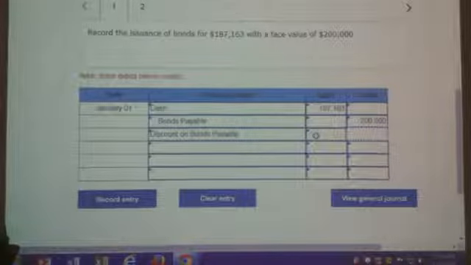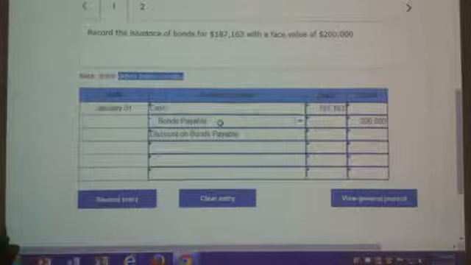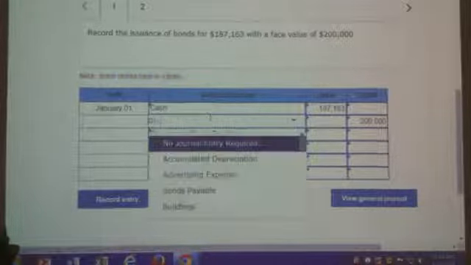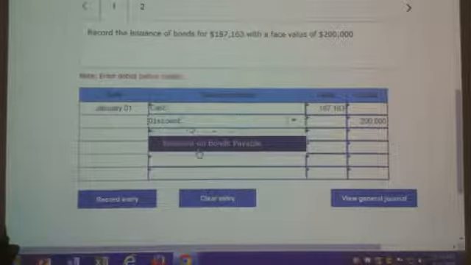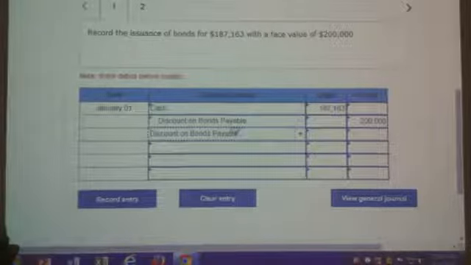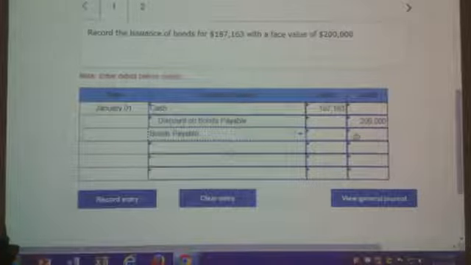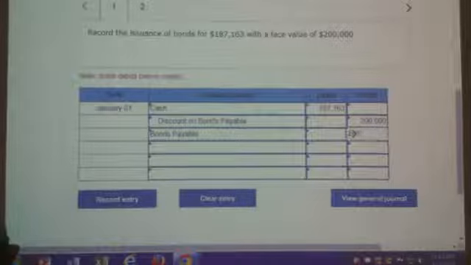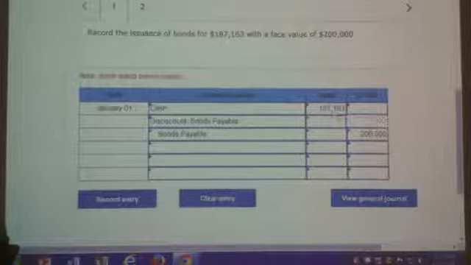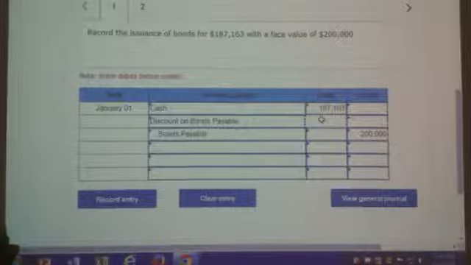I just wrote this in opposite order because our debits have to come before our credits. I'm going to change these. This is going to be my discount on bonds payable, and then this will be my bonds payable. Okay, sorry for that. This should be 200,000, and this would be the difference between 200,000 and 187,163, which is 12,837. Okay.